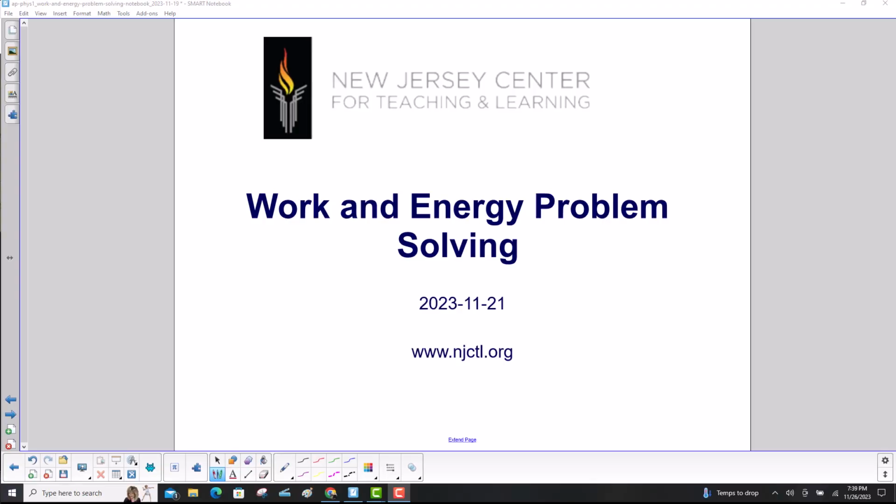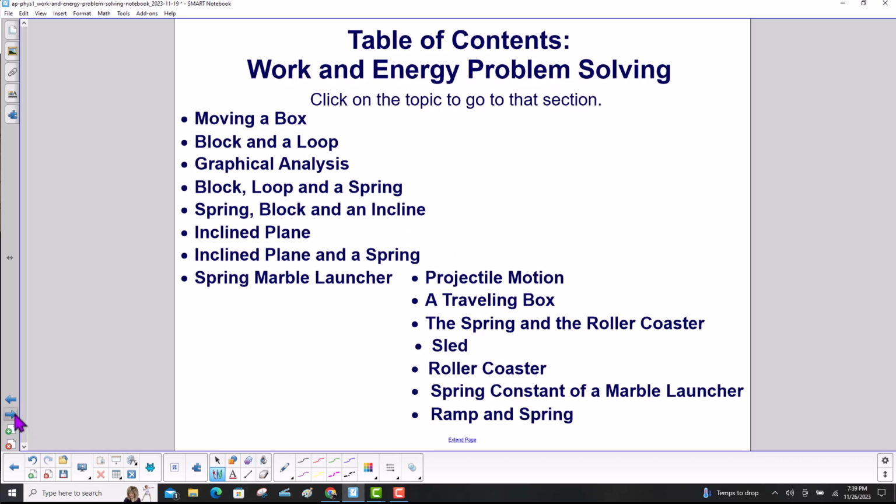Work and energy problem solving. A lot of problems in this unit.